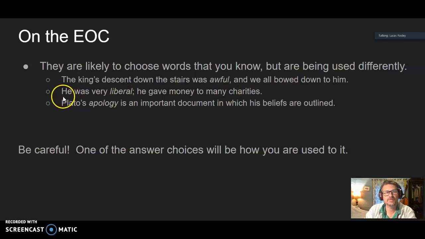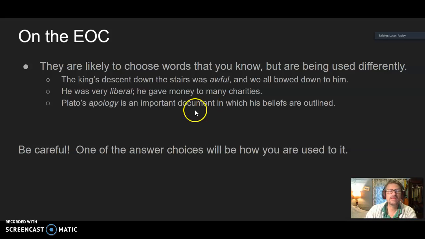Same thing here in number 2. He was very liberal. He gave money to many charities. Now, in our modern context, you're more likely to hear liberal as leaning left politically. But in this sense, it would be a synonym for generous. We have an example here that he gave money to many charities. Or Plato's Apology is an important document in which his beliefs are outlined. We think of an apology as saying you're sorry when you do something wrong, but in this sense, long ago, it just simply meant a document where you stated your beliefs.